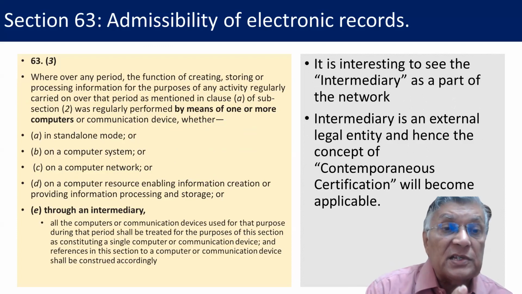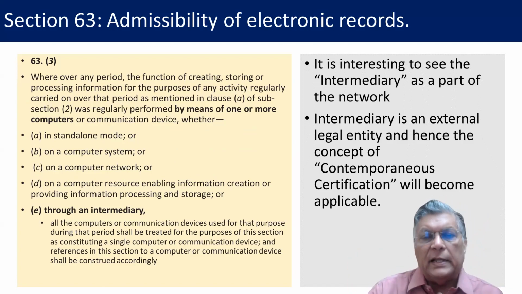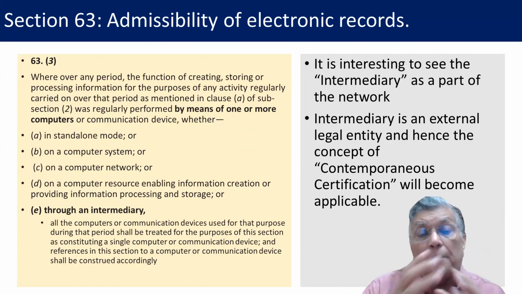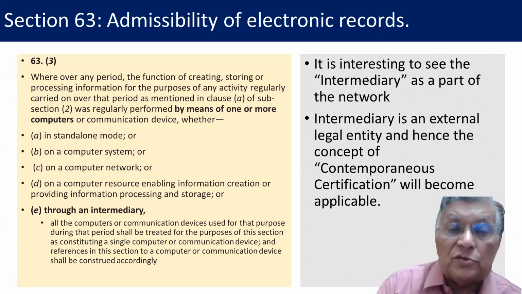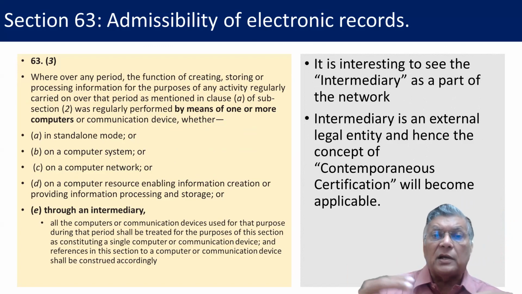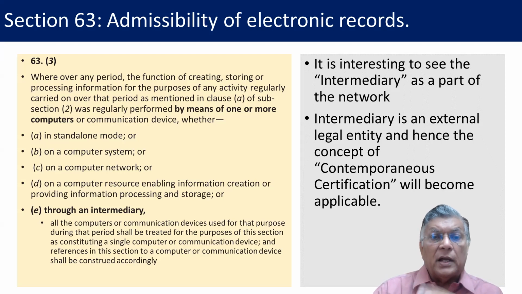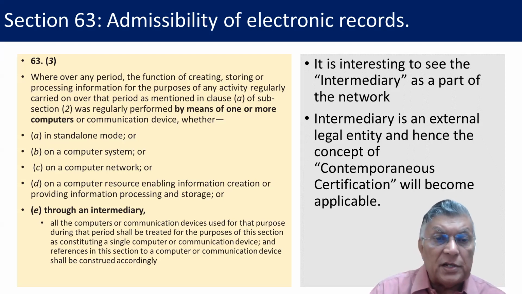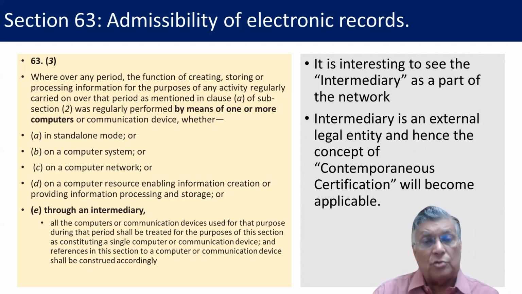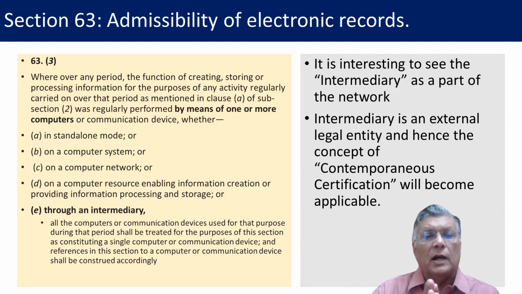Now we come to section 63 subsection 3, which tries to expand or explain the scope of what is a computer. Whether the computer means one single computer working in the standalone mode, or a computer system, or a computer network, maybe even a cloud. Computer resource enabling information creation or providing information processing and storage. When you go into the cloud, you know that there is a cloud platform, there is a cloud application service provider, and a multiple set of people.